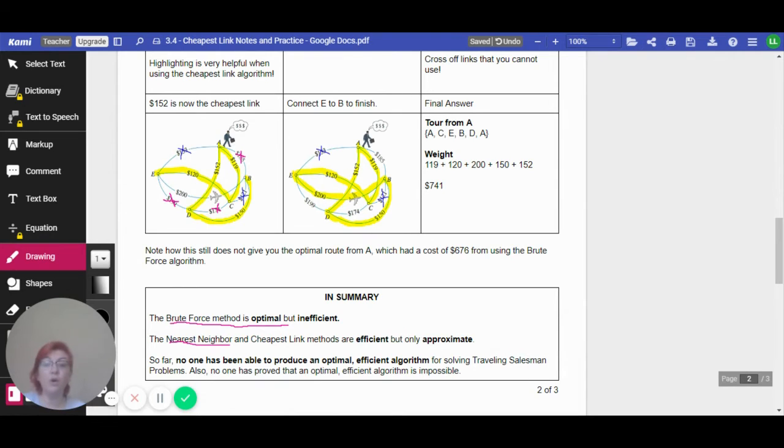So far, no one has been able to produce an optimal, efficient algorithm for solving traveling salesman problems. On the other hand, no one's proved that an optimal, efficient algorithm is impossible. Maybe one of you will find it in the future. Let's do some practice.